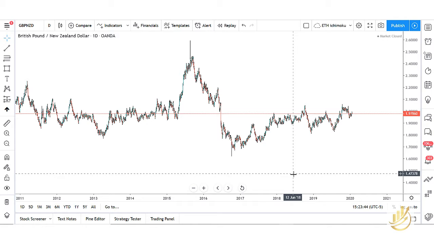This week we'll see Brexit happening and a lot of fluctuations in GBP pairs. I was wondering what will happen to Gbpnzd and how this pair will react when the news comes, so I wanted to start analyzing GBP pairs. Let's start with Gbpnzd first.